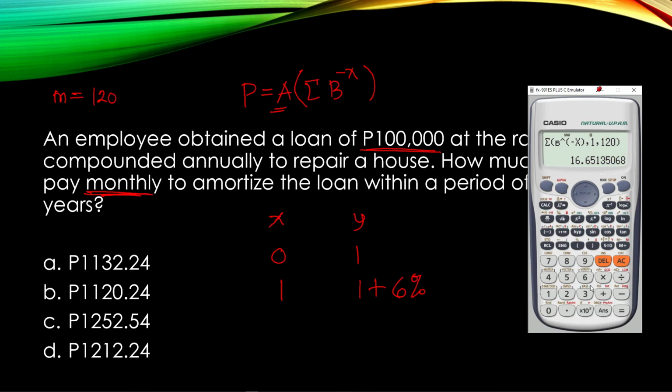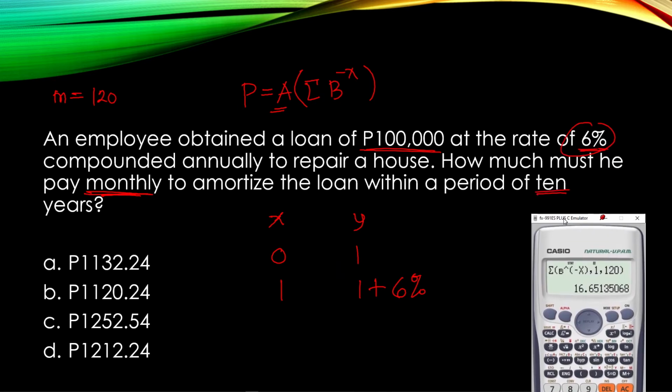Okay, bakit parang iba yung sagot? Ay, mali. Mali nga kasi, yung monthly, i-annual ito. So, hindi dapat ito 1, 12 dapat ito. Yun yung mali natin.